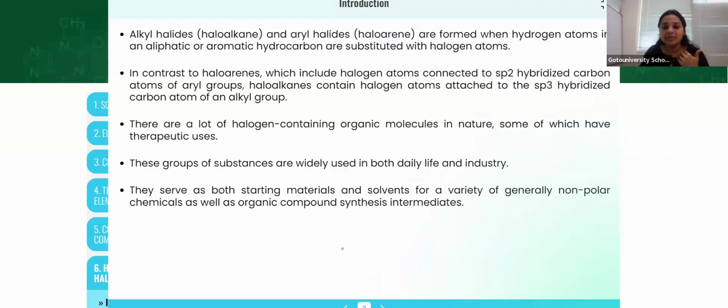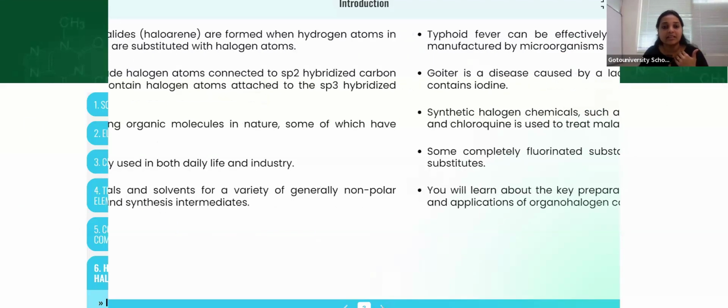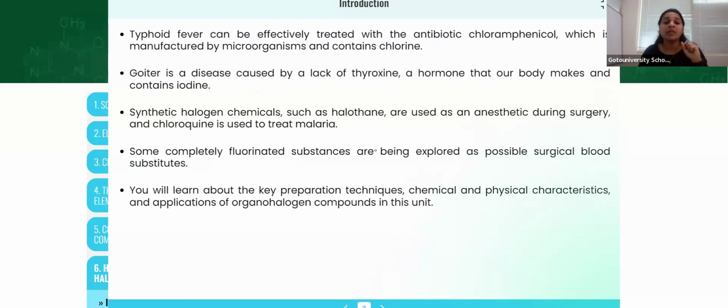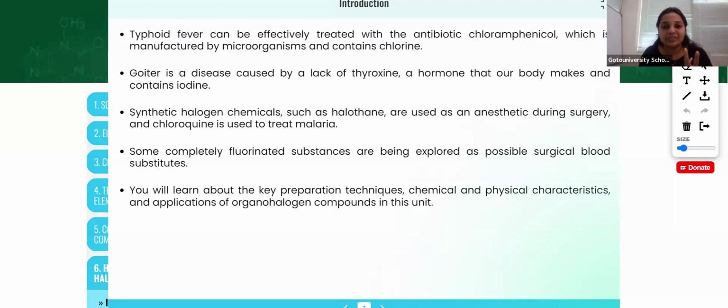Next we are moving to the reactions and everything we will discuss in this chapter. One more thing: typhoid fever can be effectively treated with the antibiotic chloramphenicol, which is manufactured by microorganisms and contains chlorine. So haloalkanes have a variety of uses in the medical field because of this.